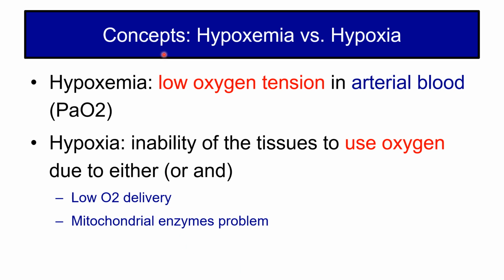So let us now discuss the concept of hypoxemia and hypoxia. Hypoxemia is low oxygen tension, again, low oxygen tension in the arterial blood. Hypoxia, on the other hand, is the inability of the tissue to use oxygen due to either low O2 delivery or mitochondrial enzyme problems.